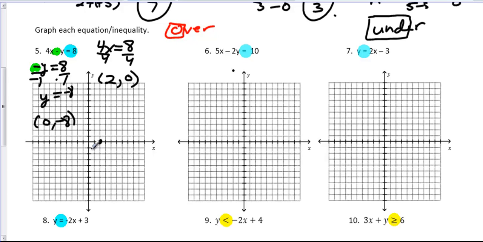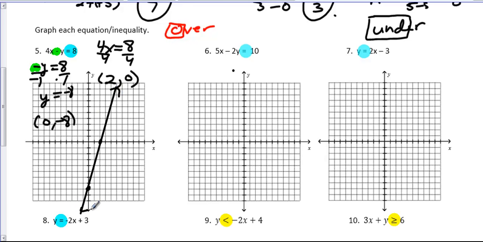So I go down 1, 2, 3, 4, 5, 6, 7, 8. And there's my y-intercept. And as we've done many times before, make sure you're using a straight line. Draw all the way through. This should be very easy considering, once again, this is something we did quite a bit in Unit 11, which we just finished.